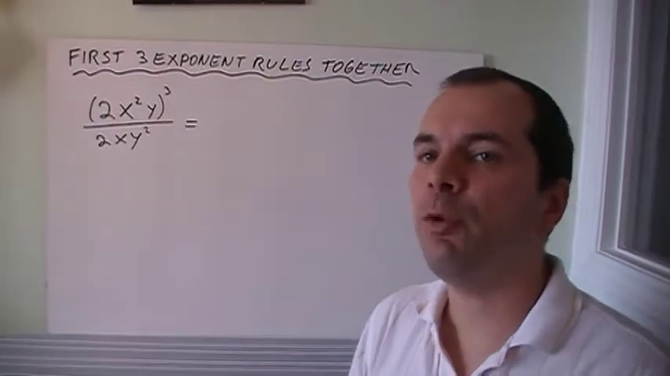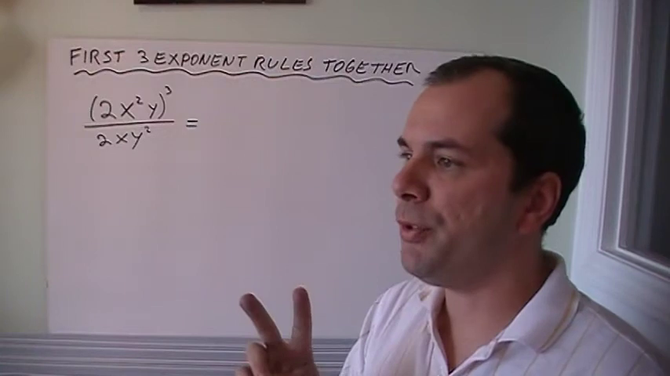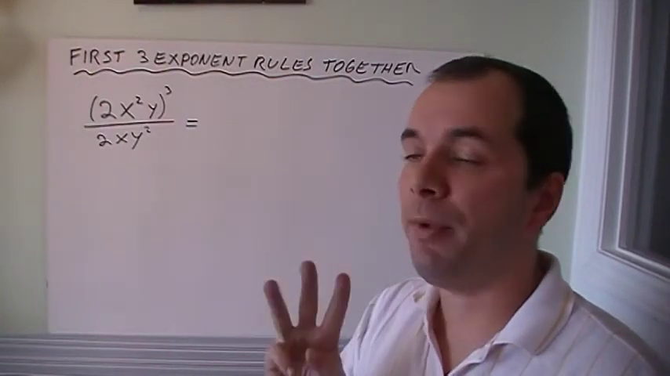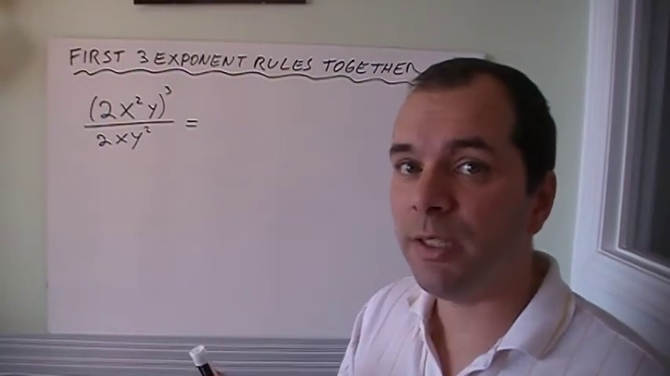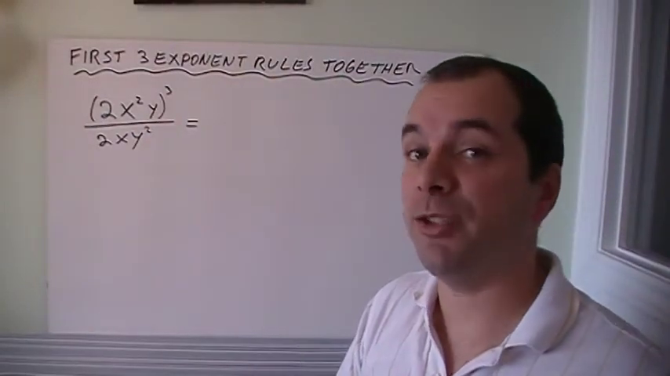Now that we covered rule number 1, multiplying like bases, we know that we add the exponents. Rule number 2, dividing like bases, we subtract the exponents. And rule number 3, power of a power, we multiply the exponents. Let's put them all together and see what that would look like. We're going to do a simple exercise, and then next comes the big monster.